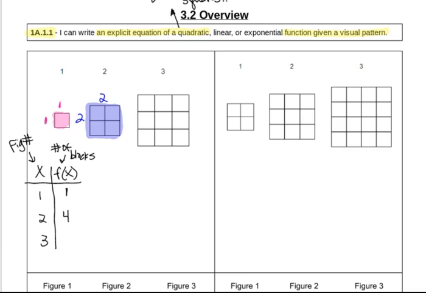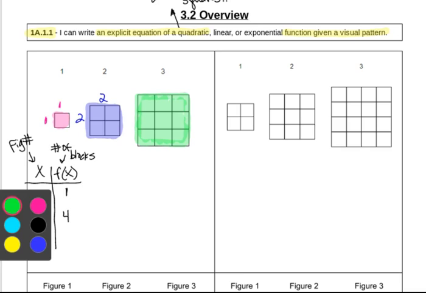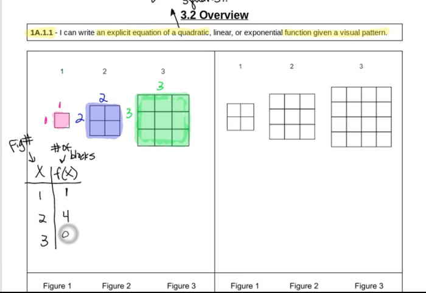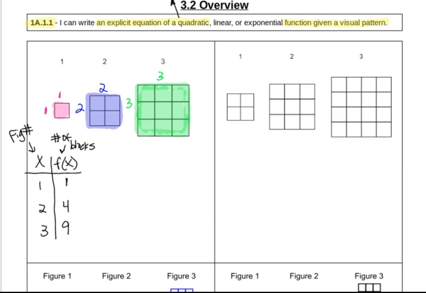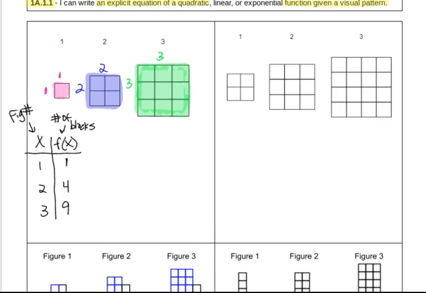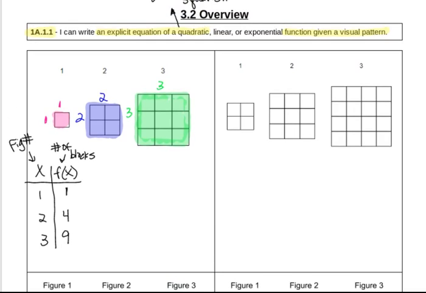For figure 3, we can see there's this 3 by 3 square. If we look at the big picture here, we could count it individually, but why waste our time, right? If it's a 3 by 3 square, I know that there are going to be 9 squares in that figure. So again, this should look familiar to you because we have done this. And this is also the most basic quadratic function that we can actually work with, okay?